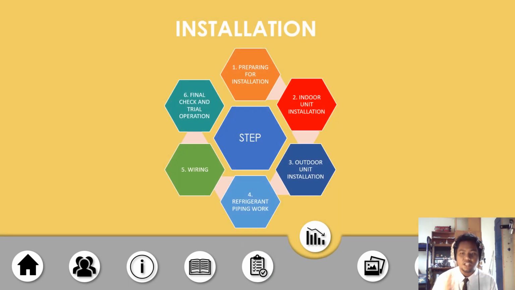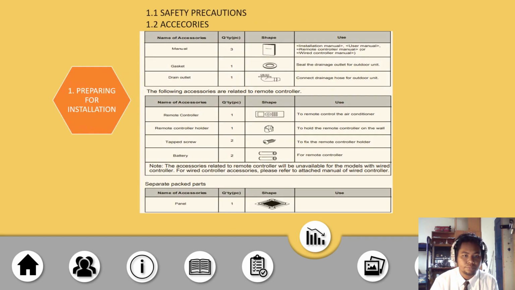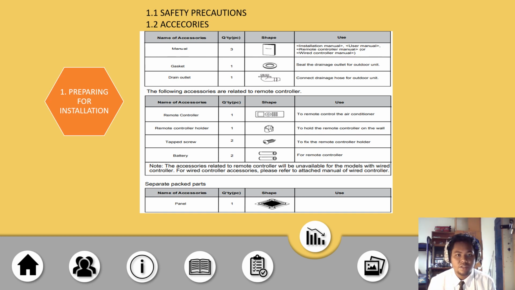So for the installation of the air conditioning, there are 6 steps that need to be done. First of all, the first step is preparing for installation. For preparing for installation, first of all, we need to do the safety precautions. So we need to follow all the safety codes, wear safety glasses and work gloves. Read the instruction thoroughly and follow all warnings or cautions included in order to avoid any accident that can happen.